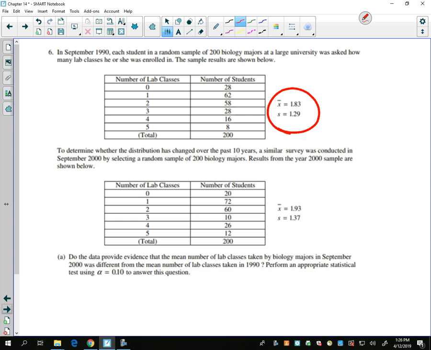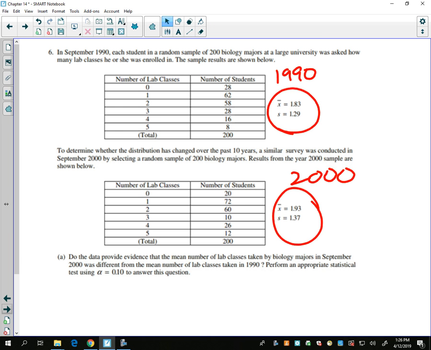So this one is 1990, and those are your sample statistics, and this is 2000, and that's your sample statistics. Part A says, do the data provide evidence that the mean number of lab classes taken by biology majors in September 2000 was different from the mean number of lab classes taken in 1990? Now, hopefully you're saying to yourself, well, this isn't a chi-square test, and you are exactly right. This is not proportion, it's mean. So it's a 2-sample t-test.